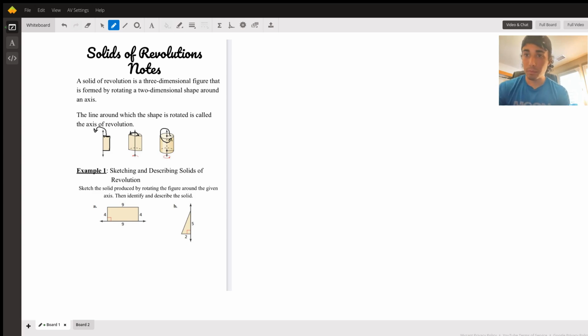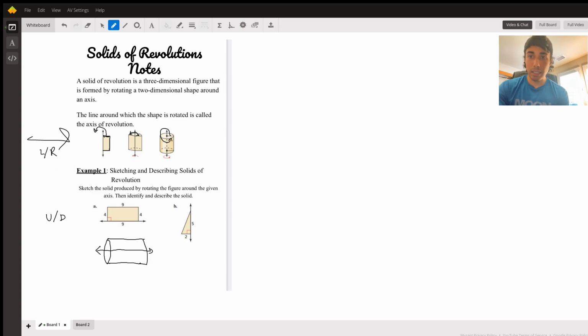But anyways, if I'm rotating this around, I've got my axis down here. What's going to end up happening is similar to the last one. We're going to get a cylinder. Except notice that this time we're rotating it up and down, whereas up here, it was being rotated left to right. This one is up and down, and that one is left and right.